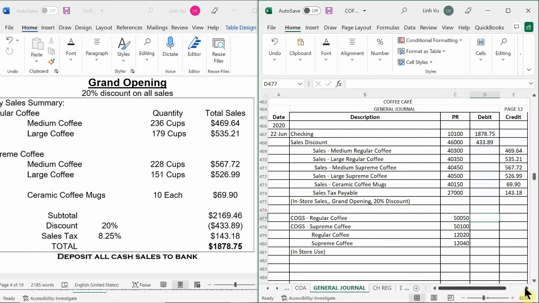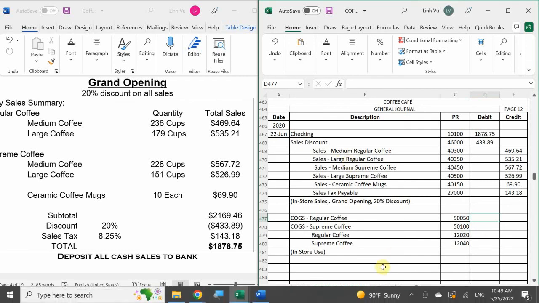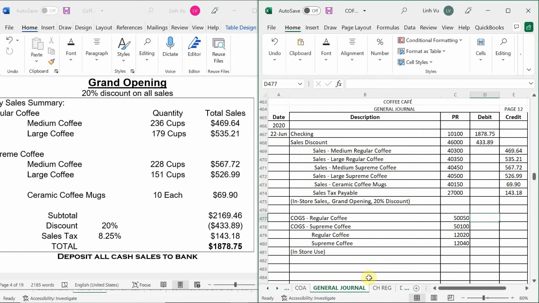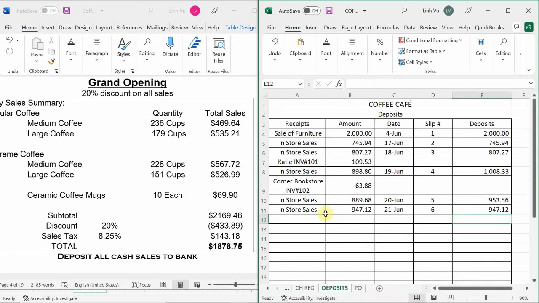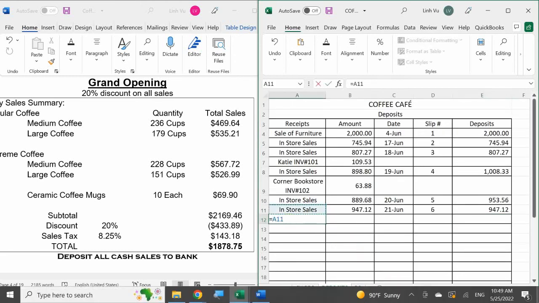Okay? Excellent. So now that I have this, first rule of thumb here is, let's make my deposit first, okay? So it ends up in my checking account. So go to deposits, right? Another in-store sales for $1,878.75. Today is the 22nd. This is deposit number 7. And that's exactly what we're going to deposit. We're going to deposit that $1,878.75.